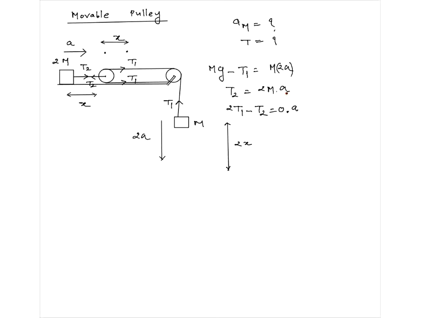But then a, T1 and T2, we are having three variables, so we need three equations. We considered the movable pulley as our system for the third equation.